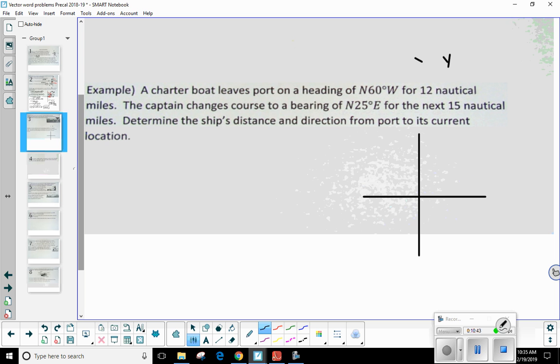So just like before, if my measurements are given in quadrant bearing, I want to make sure that my answer is going to be in quadrant bearing. So who thinks they can come on up and help me with this? Right now, I just need to get the component forms. Let's say that the first distance the ship travels of 12 nautical miles is u. And then when he changes direction, 15 nautical miles, let's make that vector v.